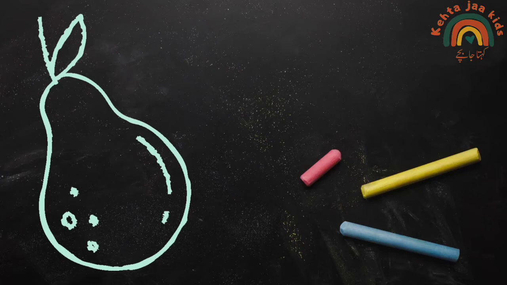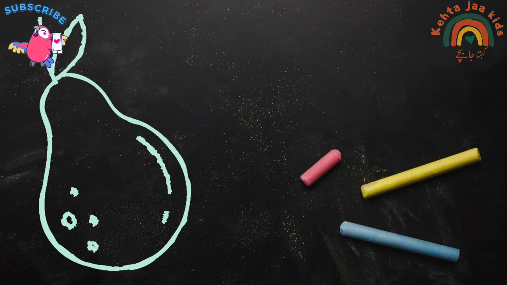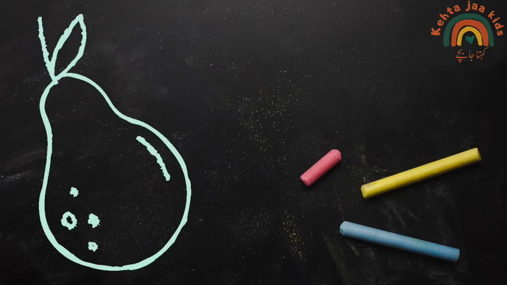Which fruit is this? This is a pear. पेयर को उर्दू में क्या कहते हैं? नाशपाती. पेयर, नाशपाती.